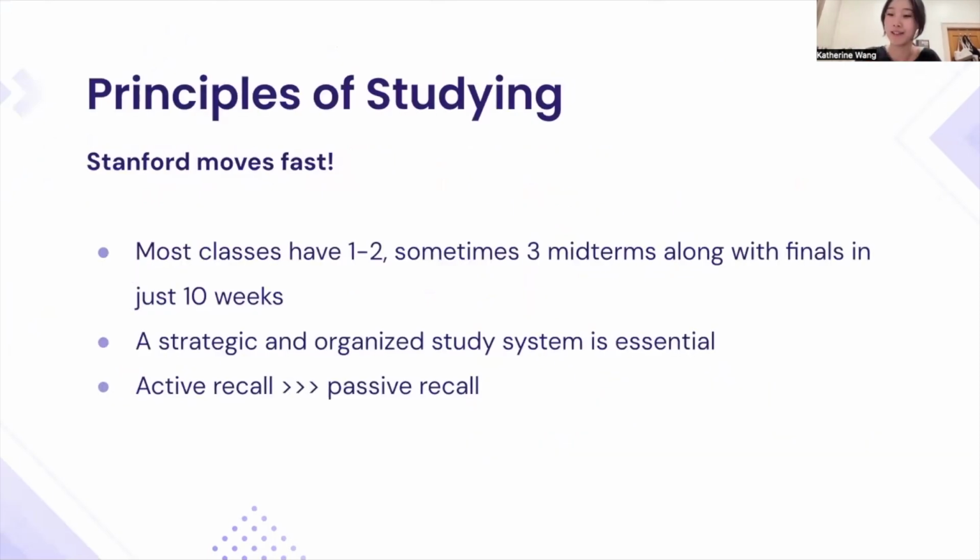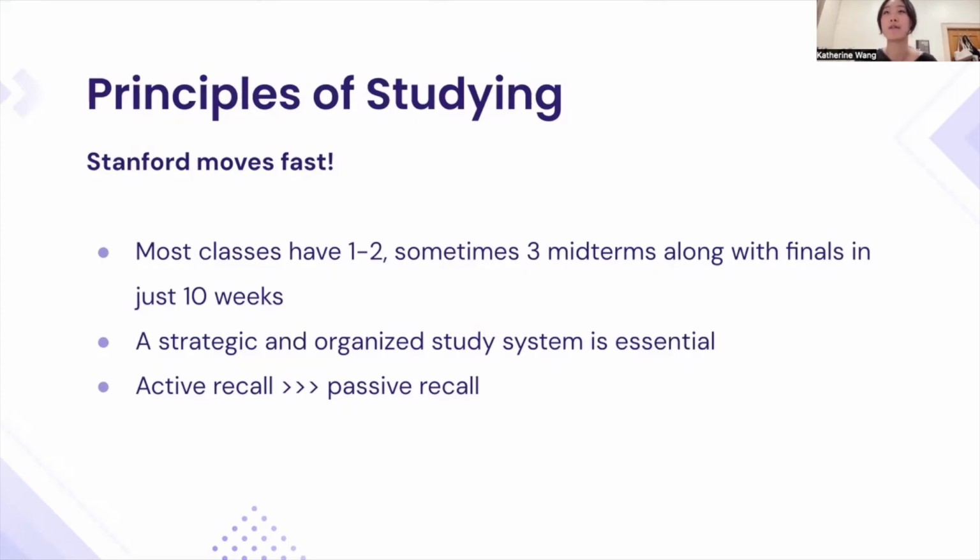So, as we all know, Stanford moves very fast. We are on the quarter system, so most classes have 1 to 2 and sometimes even 3 midterms, along with finals in just 10 weeks. Because of the fast pace of these classes, which often cover a lot of content in a very short amount of time, having a strategic and organized study system is really important.